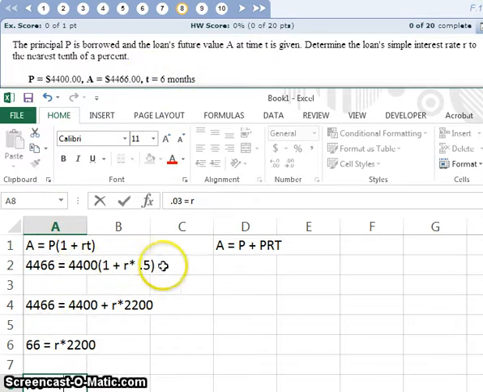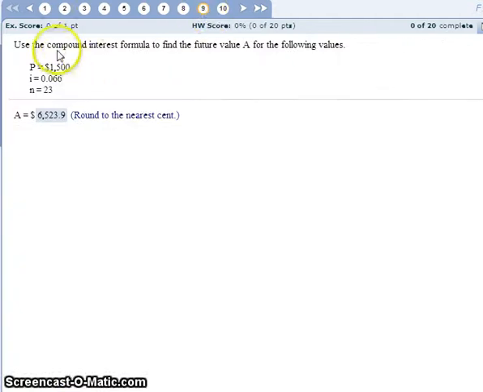And so distribute through, and you'll get this. Subtract 4,400 from both sides, you'll get to here, and divide both sides by 2,200, and you'll get the interest rate is 3%, 0.03.